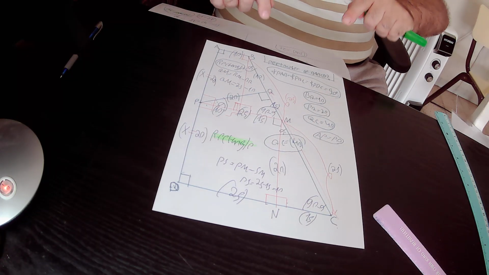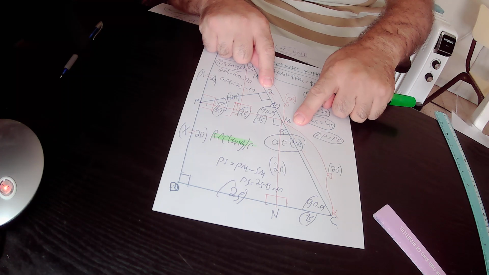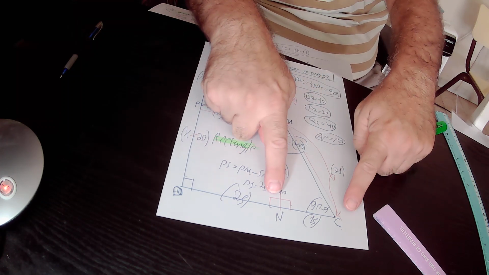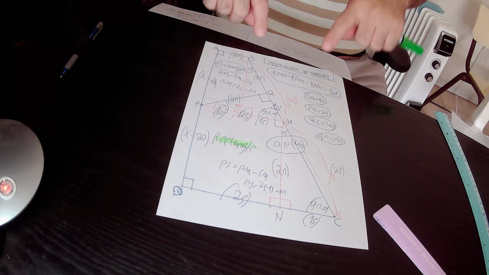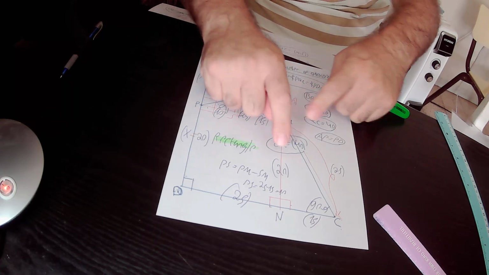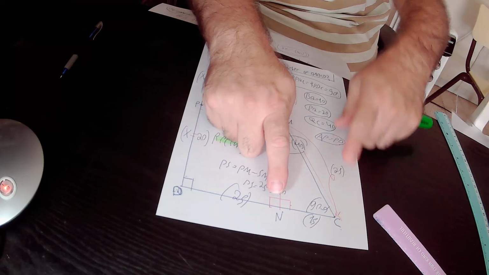Likewise, QM must be equal to NC according to the same rule, that corresponding sides of congruent angles are equal to each other. But QM equals 15, and therefore NC must also be equal to 15 units in its length.